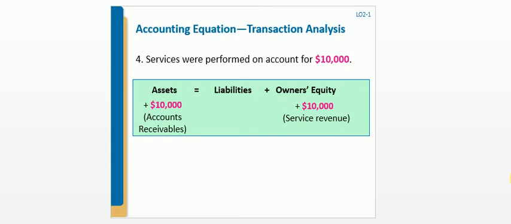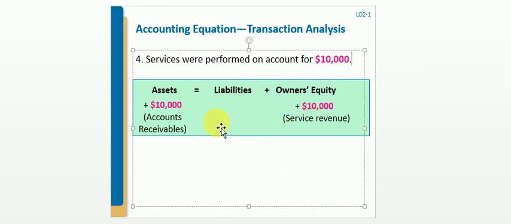The transaction states that services were performed on account, on credit, for $10,000. Service revenue recognized increases owner's equity by $10,000. You can see that here, right? This will increase the owner's equity, but it will also increase the asset. The asset side will be increased by accounts receivable, since the amount is yet to be received for the services performed. Accounts receivable increased by the same amount.